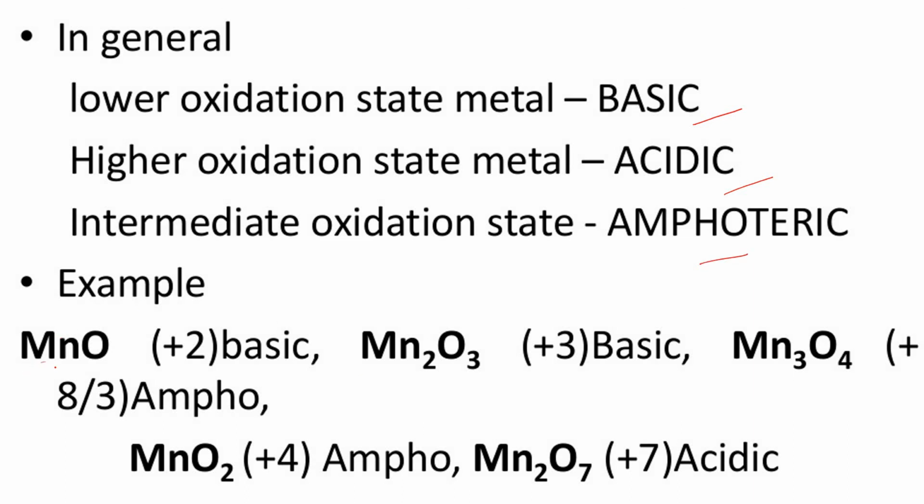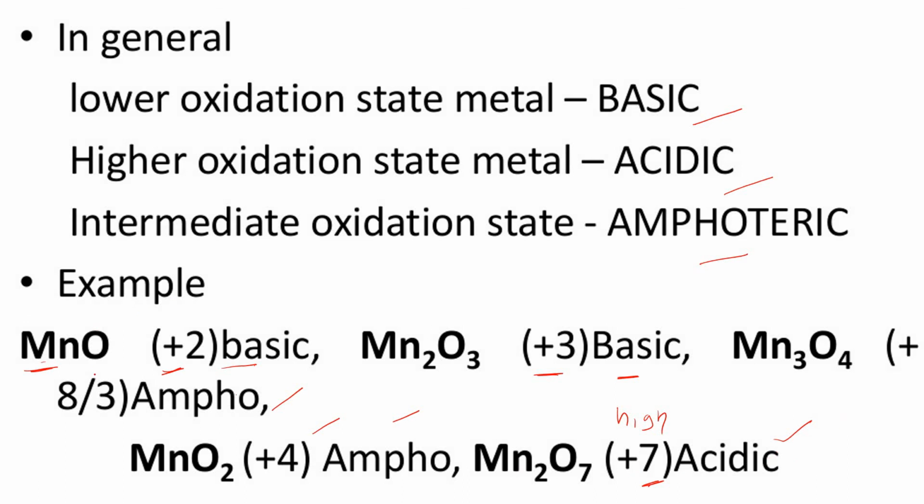We'll take one example, manganese. In the lower oxidation state, MnO, the oxide is basic. +3 is also somewhat lower, so it is also basic. And here we get 8/3, which is more than 3, so it is amphoteric. +4, a middle oxidation state, is amphoteric. +7 is a high oxidation state, so Mn2O7, whose oxidation state is very high, gives an acidic nature.